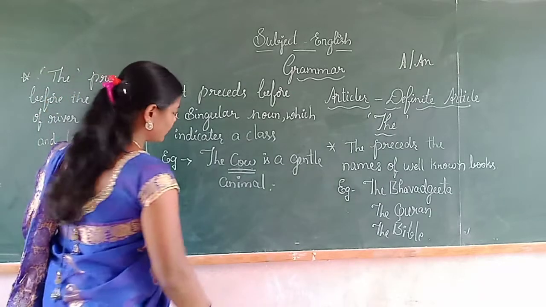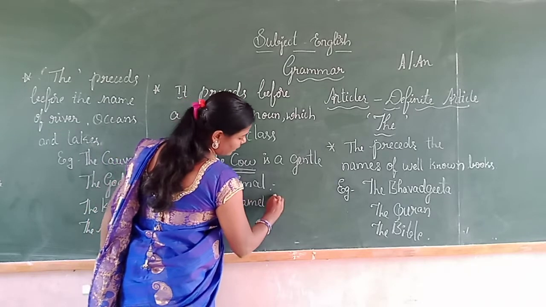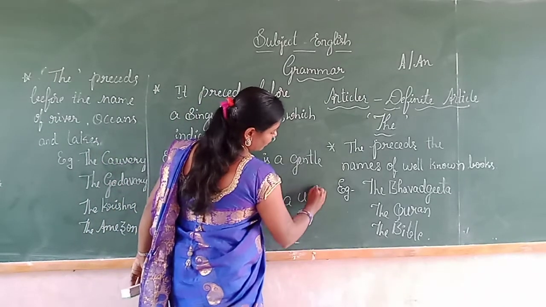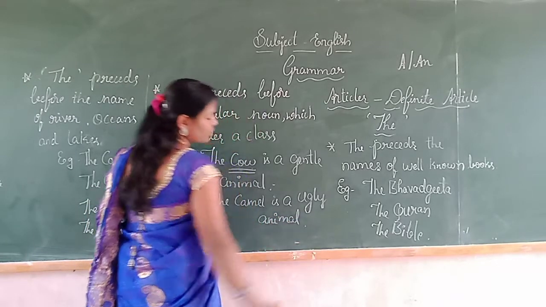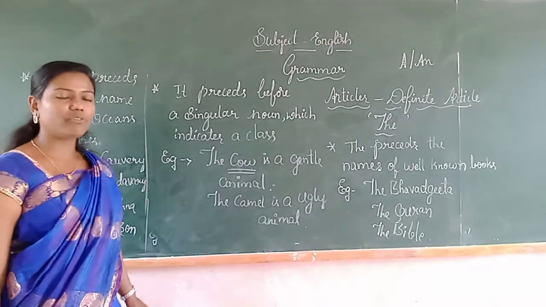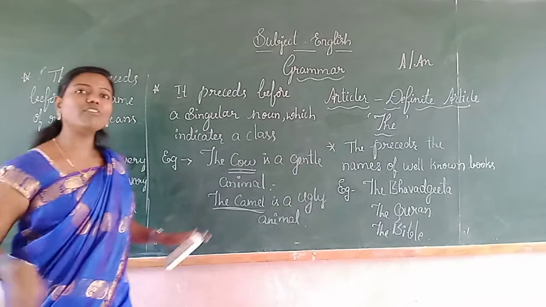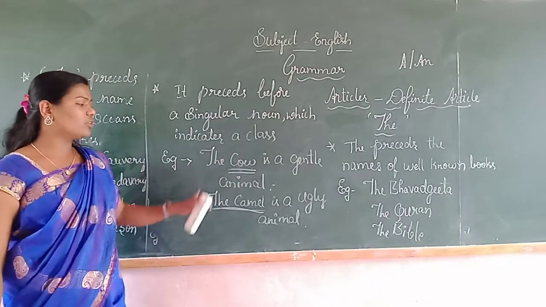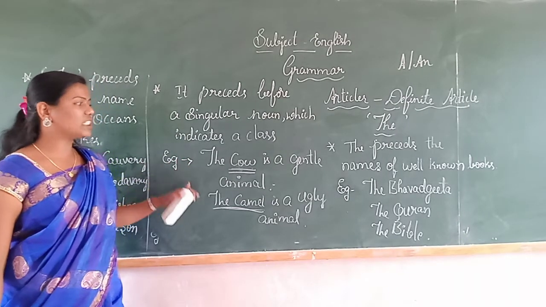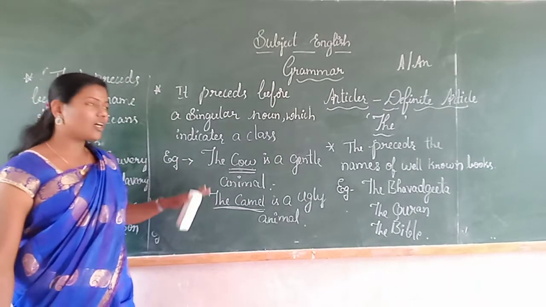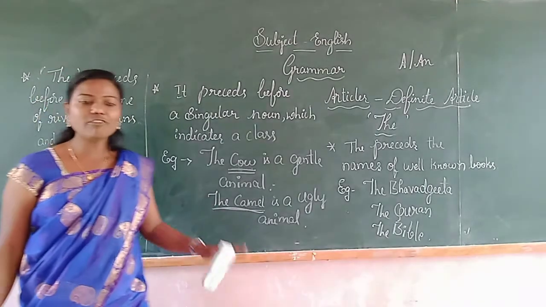Second one, the camel is an ugly animal. That means it's not beautiful. So the opposite word of beautiful is ugly. So the camel, here the camel refers to a group of camels. At a time, we use the. According to the fifth rule, it proceeds before a singular noun which indicates a class. Here the cow indicates a group of cows and the camel indicates a group of camels.